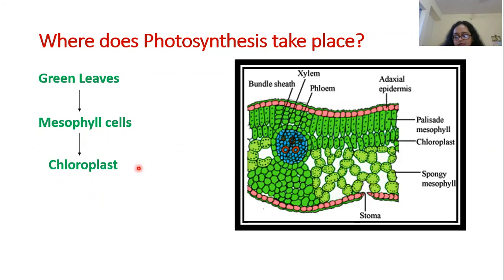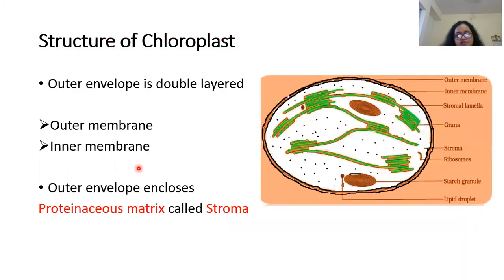So these chloroplast, we will first study the structure of a chloroplast. You can see in the picture the chloroplast which is covered by an outer envelope. This outer envelope is actually made up of outer membrane and inner membrane. Inside this envelope there is a matrix which is proteinaceous in nature called stroma.